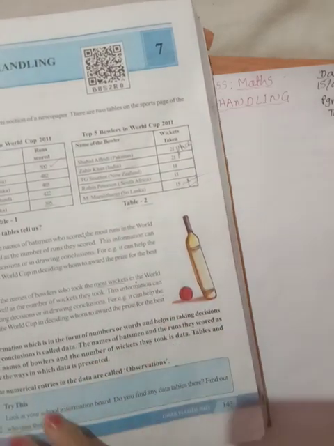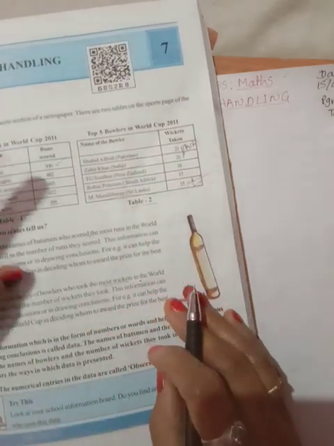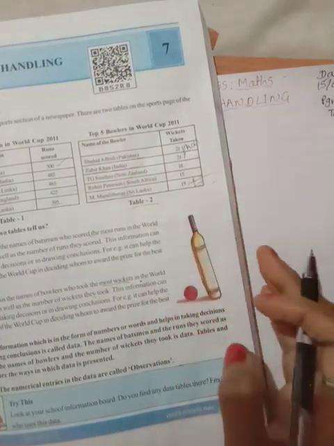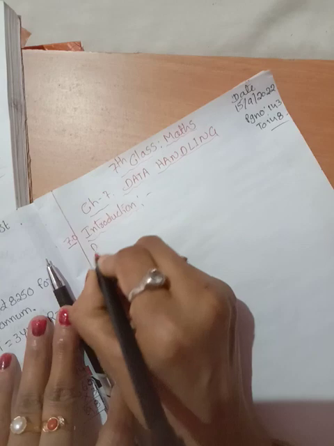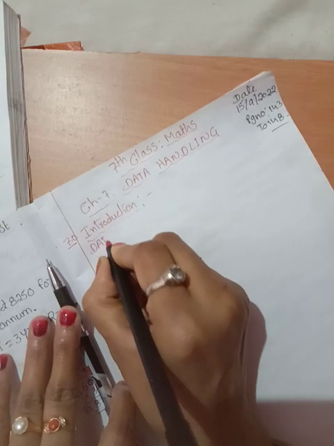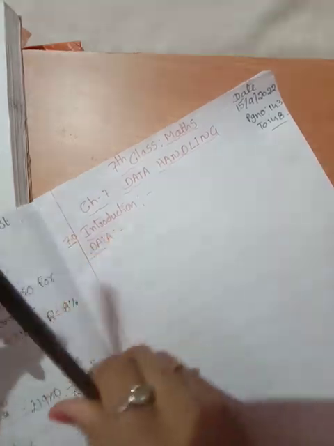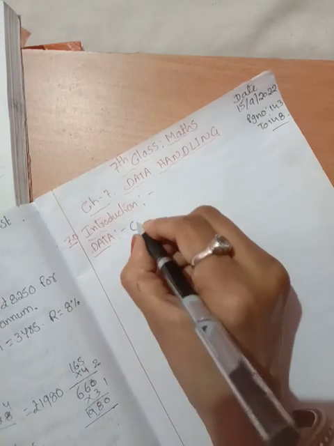Next, you understood these table 1 and table 2 data. These are data. What is data? Data is information in the form of numbers, and you write it in your definition. In your data definition, you write it. The short form is also there: collection of information.